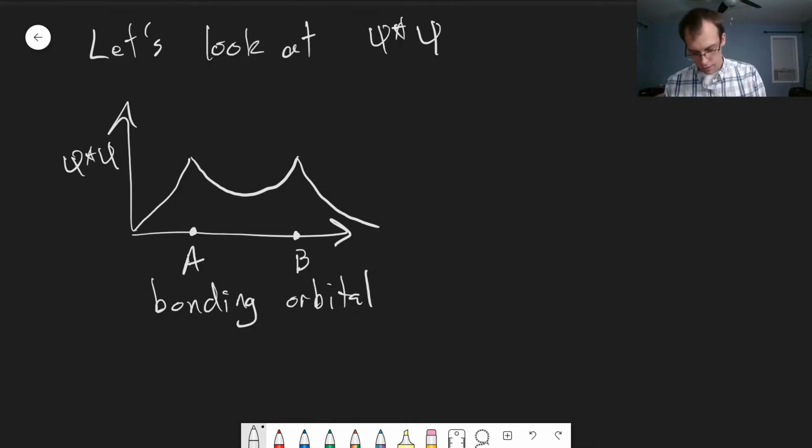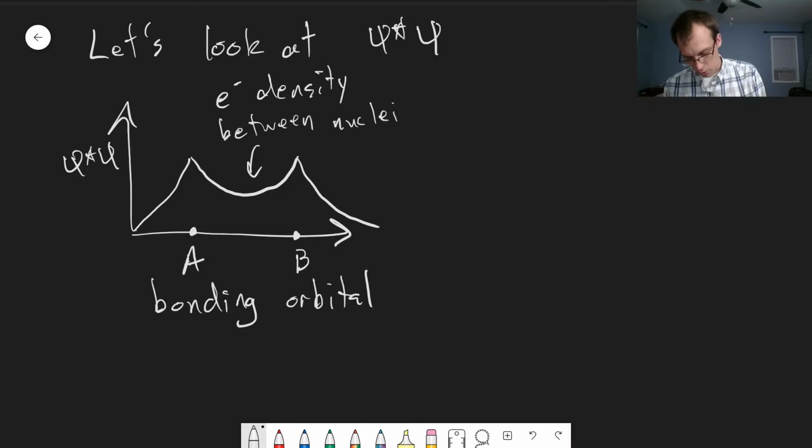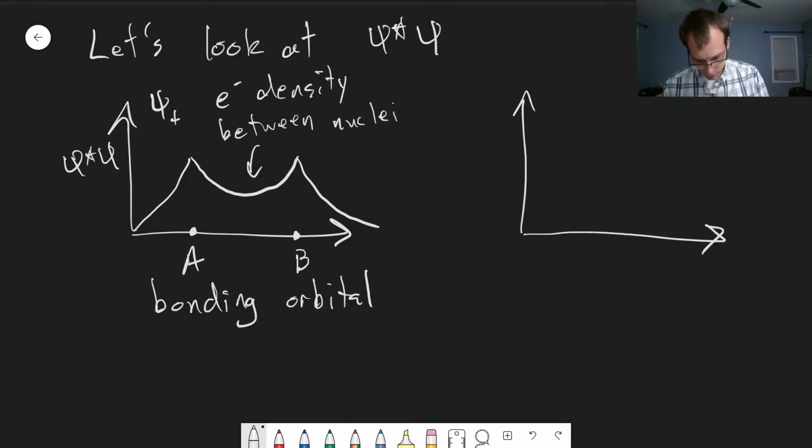Right, so we get electron density between the nuclei. And this is what is holding this molecule together, why we get that negative energy that we saw with the potential energy diagram. And again, this is psi plus here. We can look at a similar plot for psi minus, where we're looking at the probability distribution.